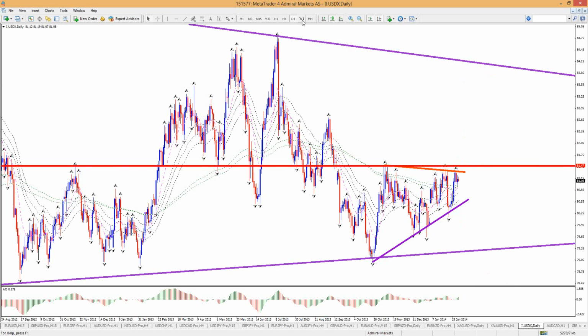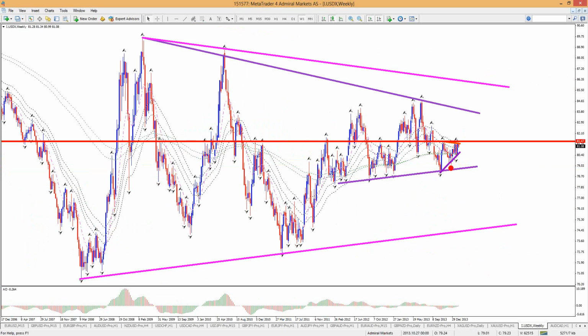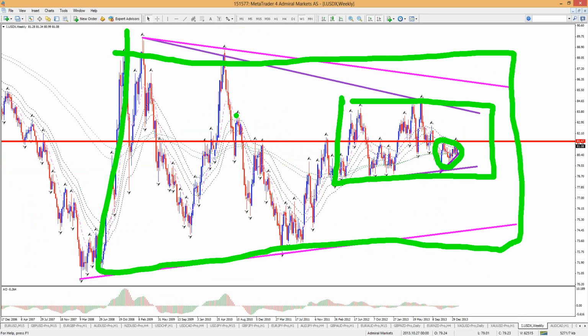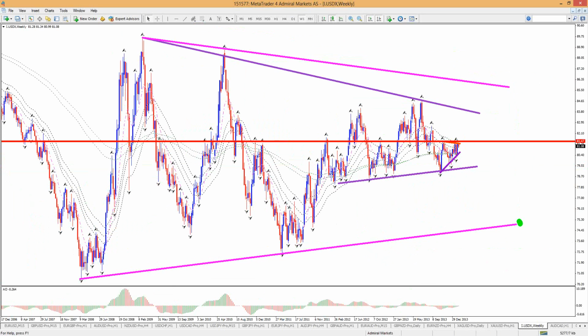What does that mean in the weekly perspective? From the weekly perspective, basically this zone here is part of the correction of a bigger correction, in fact, which is part of a bigger correction. So, there are a lot of corrections going on. It's a correction of the correction of the correction. If you look at it from this perspective, we got magenta lines here, we got purple lines here, and then we have, again, a smaller consolidation.